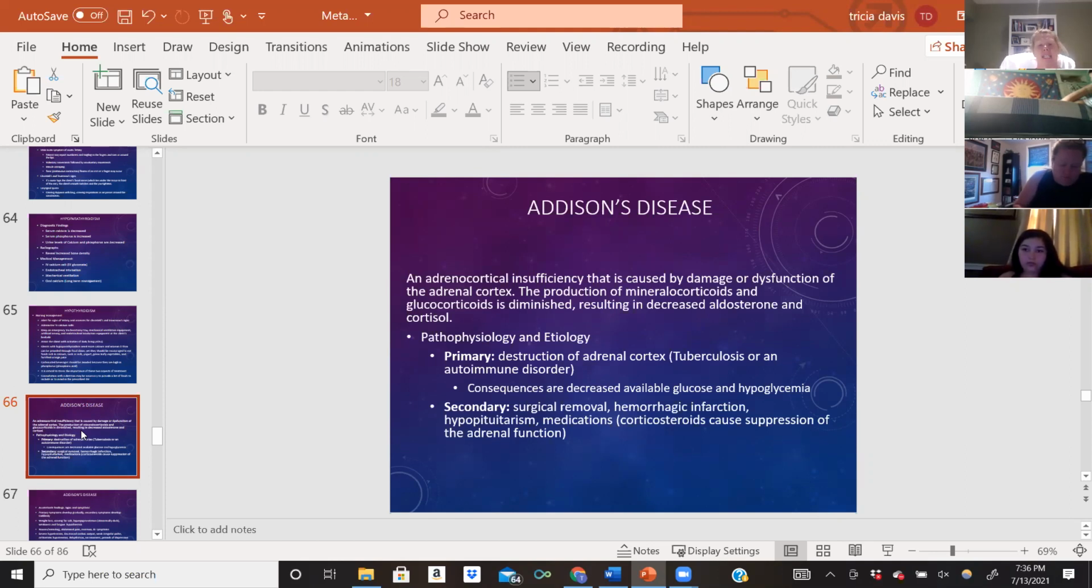If it occurs secondarily, this is going to be because of a surgical removal. Maybe they had a stroke, a hemorrhagic stroke, where they were bleeding. It can come from hypopituitarism, certain medications. So being on corticosteroids for a long time or high doses of corticosteroids can also cause suppression of the adrenal function.